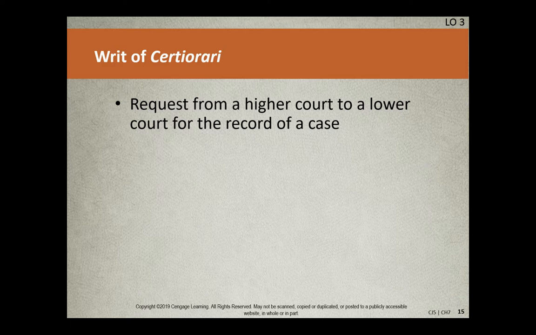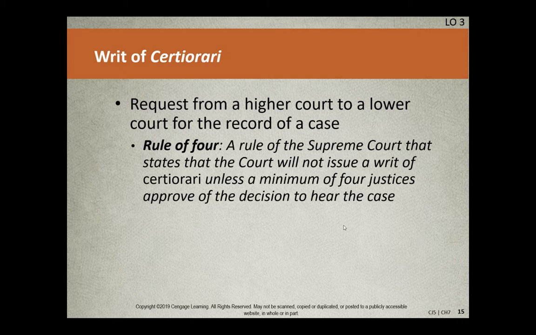And what happens here is the Supreme Court orders the lower court to send it the record for a case for review. And more than 90% of the petitions for these writs of cert are denied. The court will not issue a writ unless at least 4 justices approve it. This is called the Rule of Four. So although the justices are not required to give their reasons for refusing to hear a case, frequently the discretionary decision is based on whether the legal issue involves a substantial federal question.